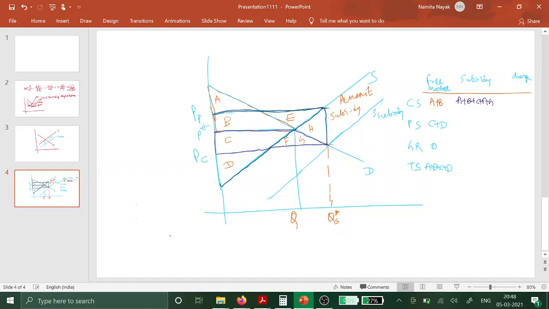Got it? So now the producer surplus is B plus E plus C plus D. B, E, C, D. Ma'am, but here, how do I know which part on the actual graph is B? B is this one, this area, this trapezium.